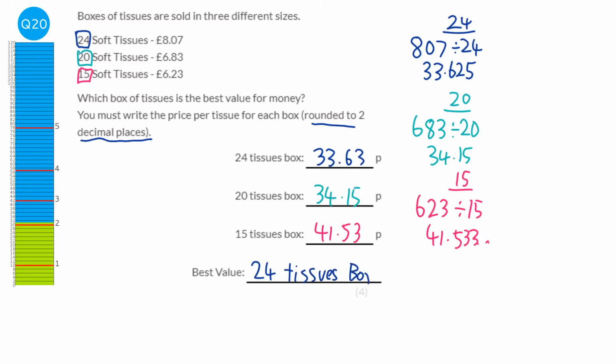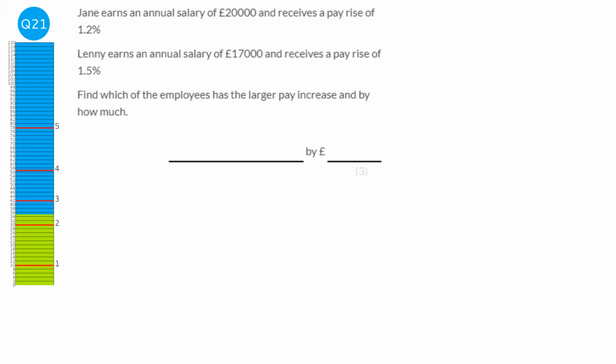box. Now, there's such a thing as buying in bulk. Generally, the more you buy of something, the cheaper it is. Don't rely on that, both in the GCSE exam and in real life. Sometimes in real life, if you buy more of an item, actually per tissue, sometimes it becomes more expensive, especially if there's a special offer on the smaller box.